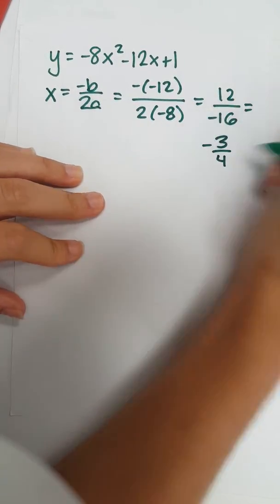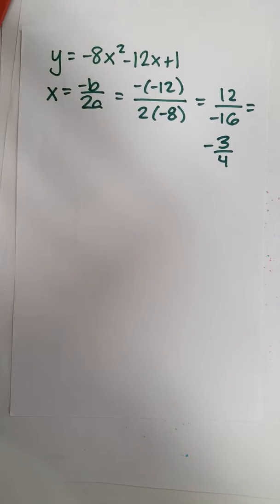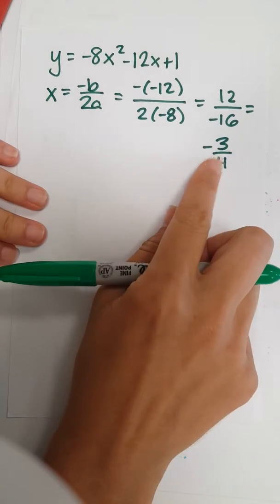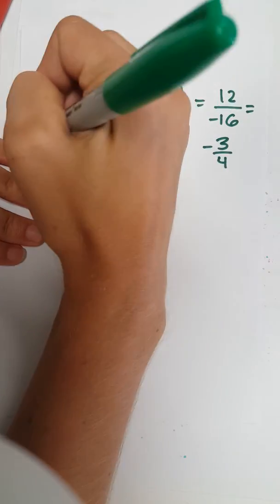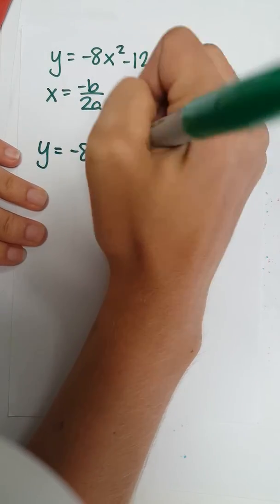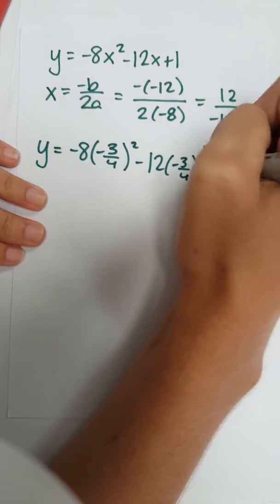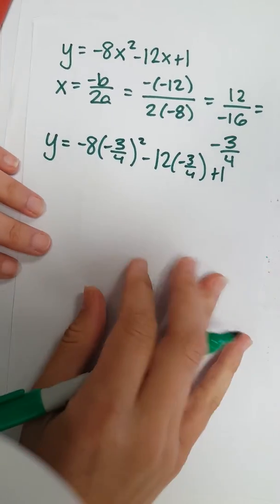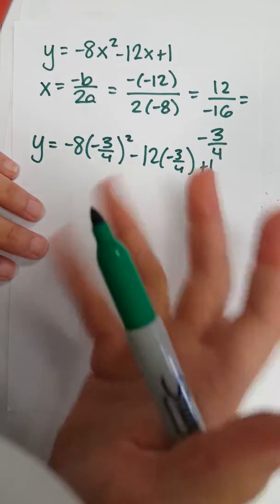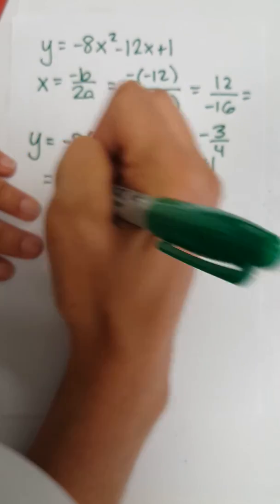Negative 3/4. Okay, do we know how to work with fractions? Yes, we do. You can do this. Okay, so if the x value is negative 3/4, we have to find the y value. Negative 3/4 squared minus 12 times negative 3/4 plus 1. Okay, you know how to multiply fractions. You know how to add and subtract fractions. You just got to get this all done, step by step.